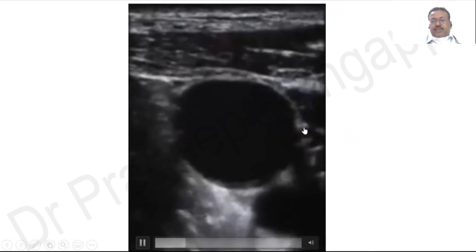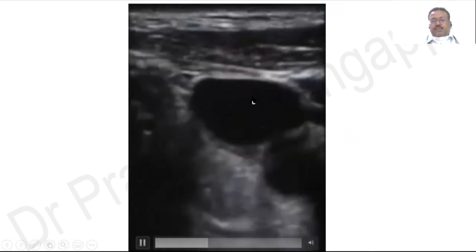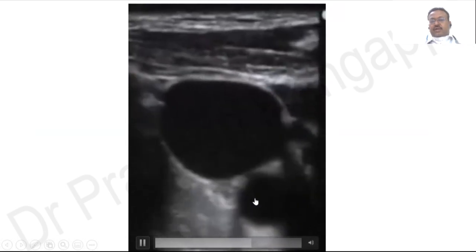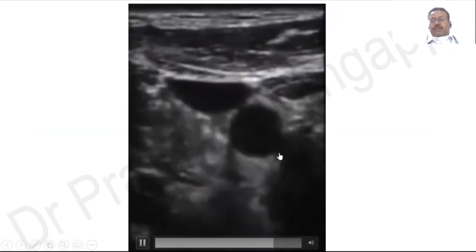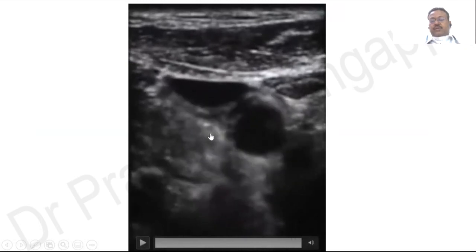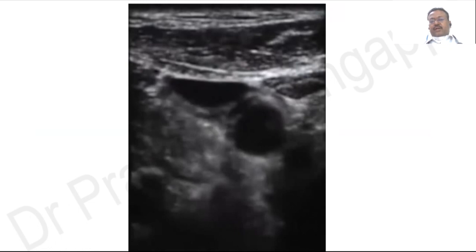You see, this is the vein, and you see it is very compressible. When you apply pressure, if you see the artery here, it is not compressible. This is something very important for anyone who's doing the procedure to understand: veins will be very collapsible and will lie lateral to the artery.